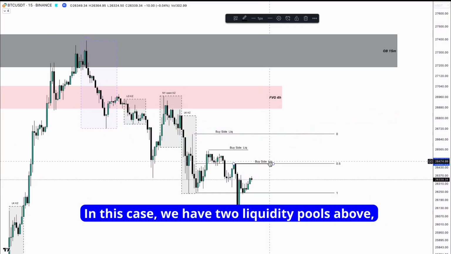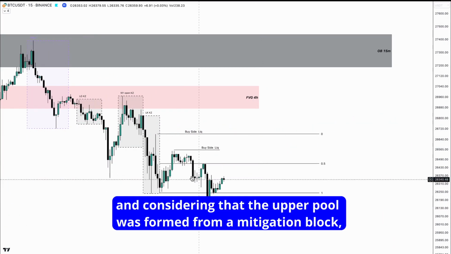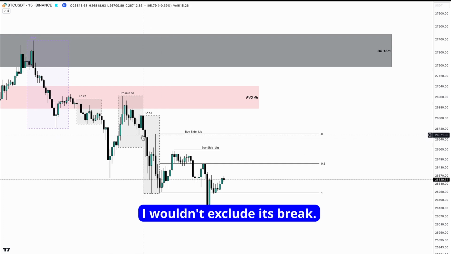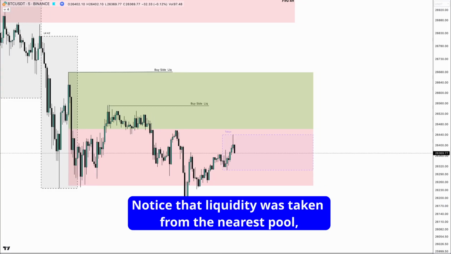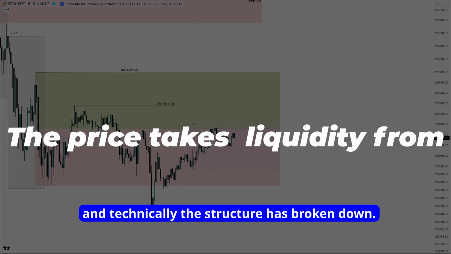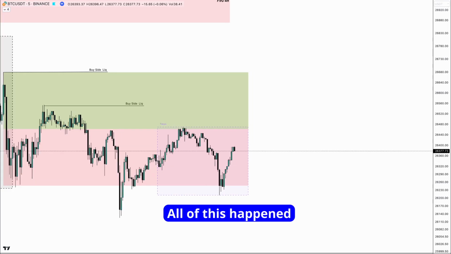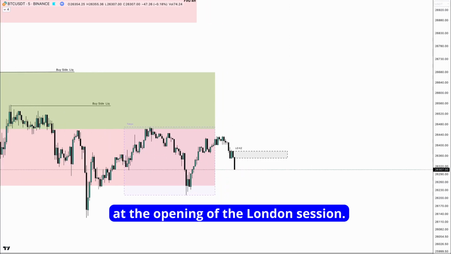And see how the price is sluggishly moving upwards, forming a pool of trend liquidity. In this case, we have two liquidity pools above, and considering that the upper pool was formed from a mitigation block, I would not exclude its break. Notice that liquidity was taken from the nearest pool, and technically the structure has broken down. All of this happened at the opening of the London session.